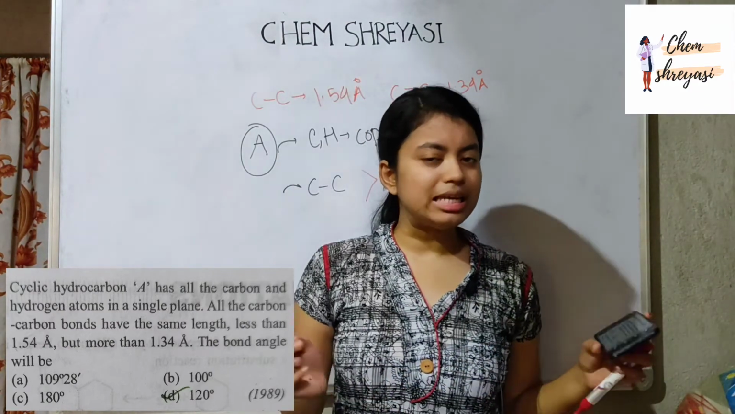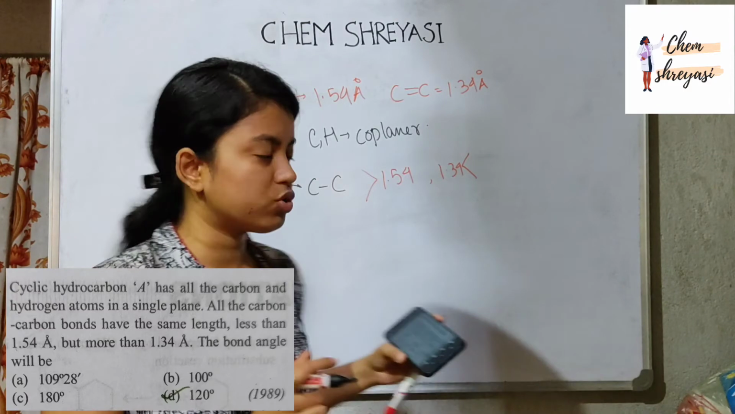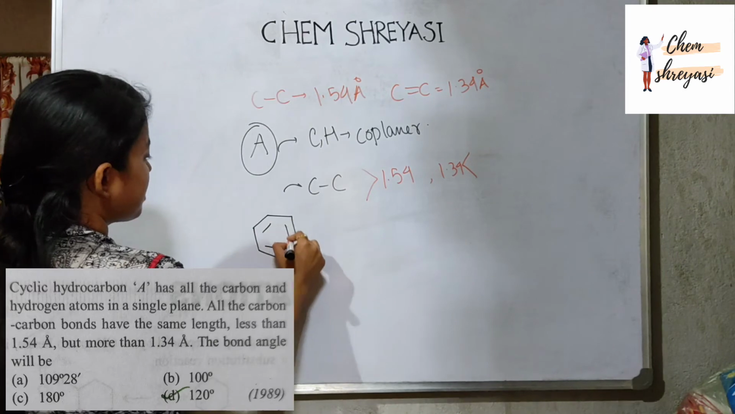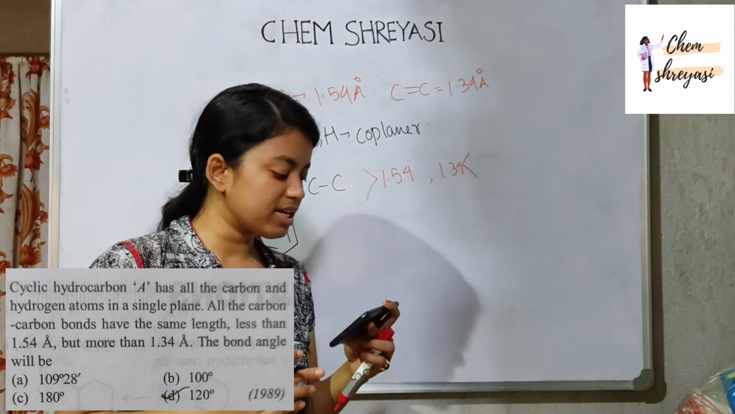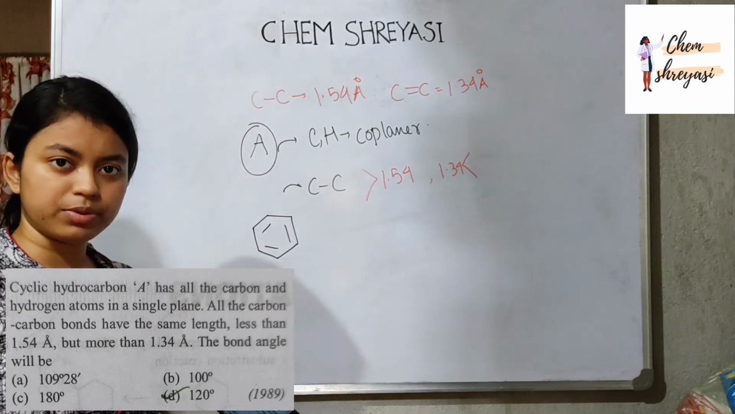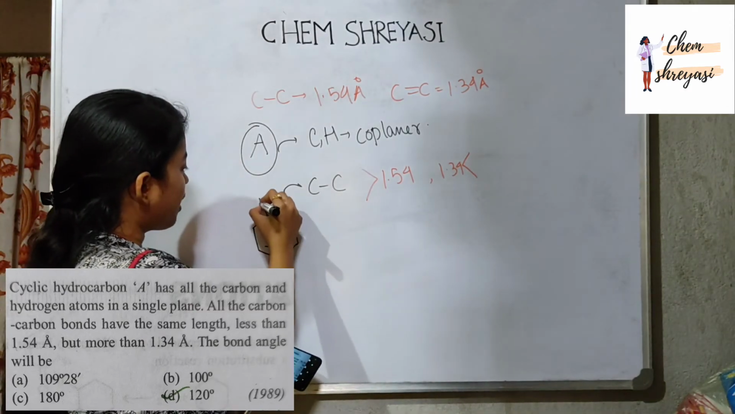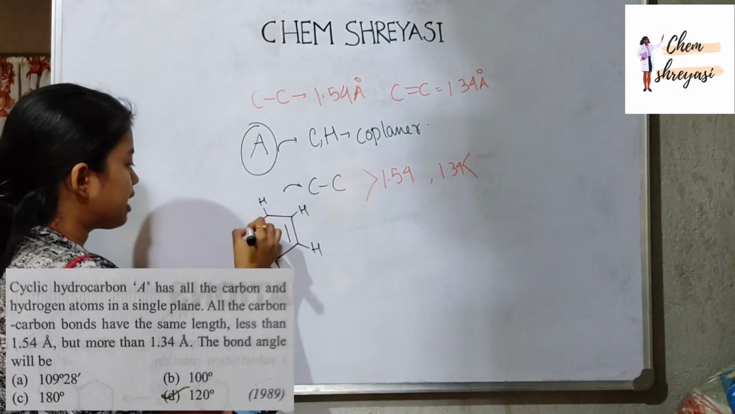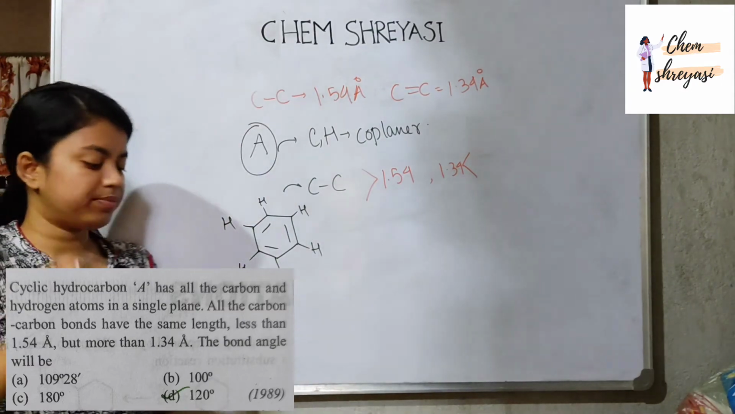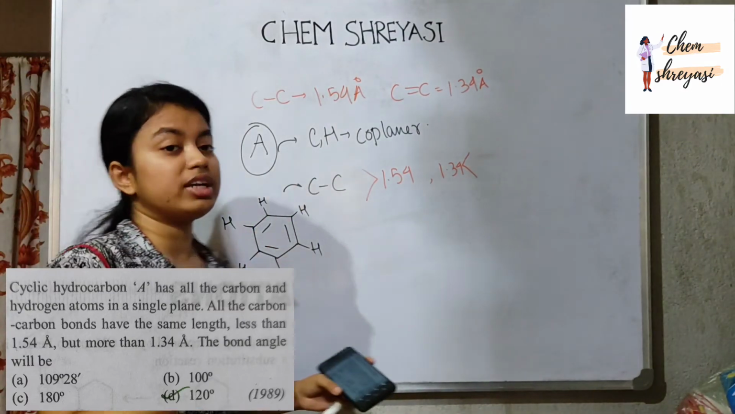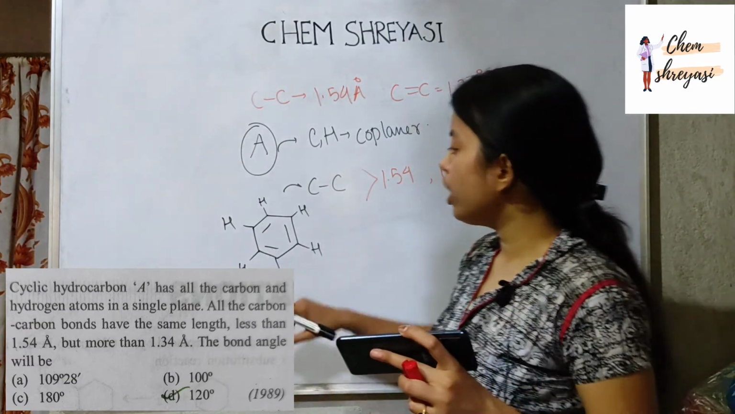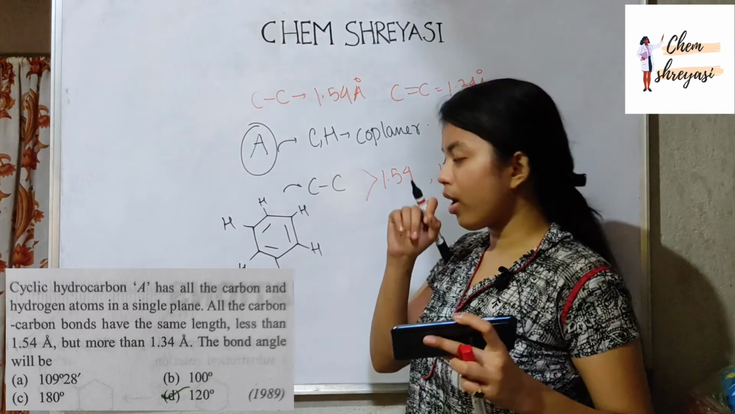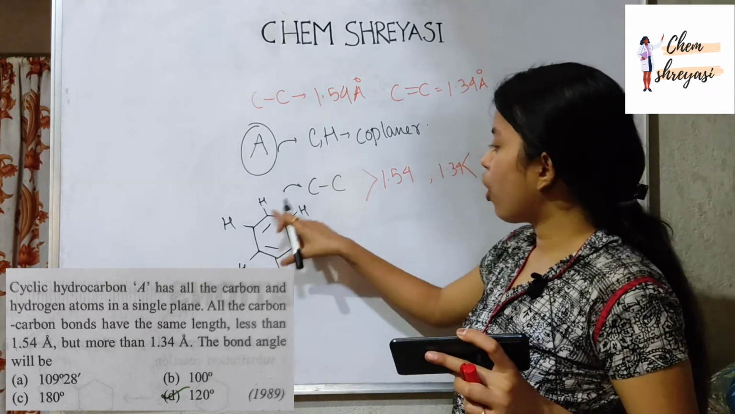Now we can easily guess which hydrocarbon they are talking about. It is definitely the benzene molecule. See, this is the molecule they are talking about, because first of all, this is a cyclic hydrocarbon. Second, the carbon and hydrogen atoms in any benzene molecule are coplanar, that means they exist in the same plane. Moving to the second, we all know that in benzene there is resonance.